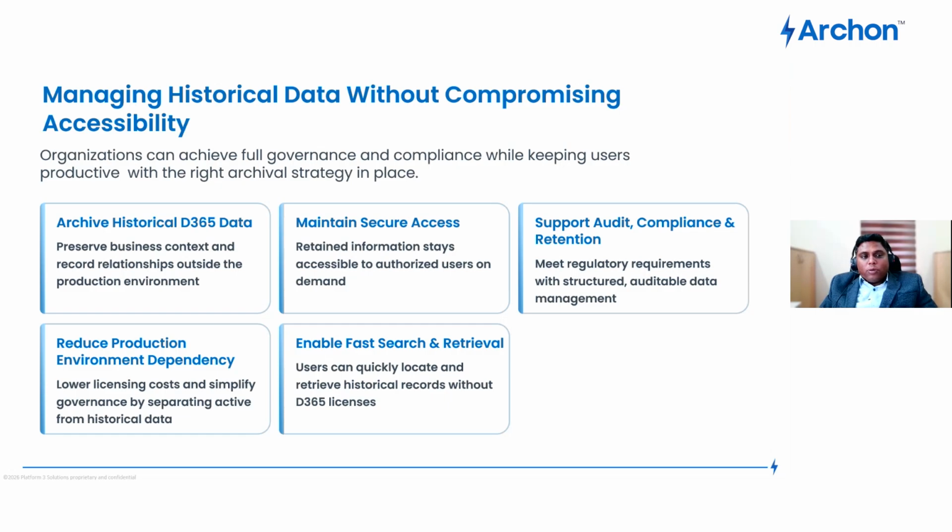So again, the key features when managing historical data: we do not want to compromise any accessibility of the data. Data is always available from the archive then and there whenever needed, and maintaining secure access, right? That is one of the key aspects. So we still maintain all the roles and access privileges within the archive, and always stay compliant, meeting all the regulatory requirements with respect to handling PII and PHI type of data.